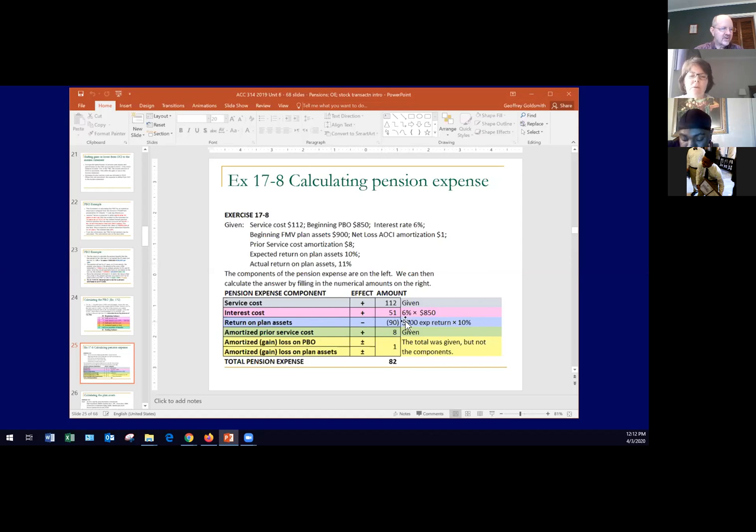And if the plan assets grow, that is money that won't have to come from the employer because the investments earned the amount to pay for the pension. And so that makes it $90 million cheaper for the employer. Amortized prior service cost is given. And then net loss AOCI amortization, it doesn't tell us whether it was a PBO or plan asset, amortized gain or loss. They gave us the total, but not which of the two components. Add them together, we get total pension expense of $82 million.